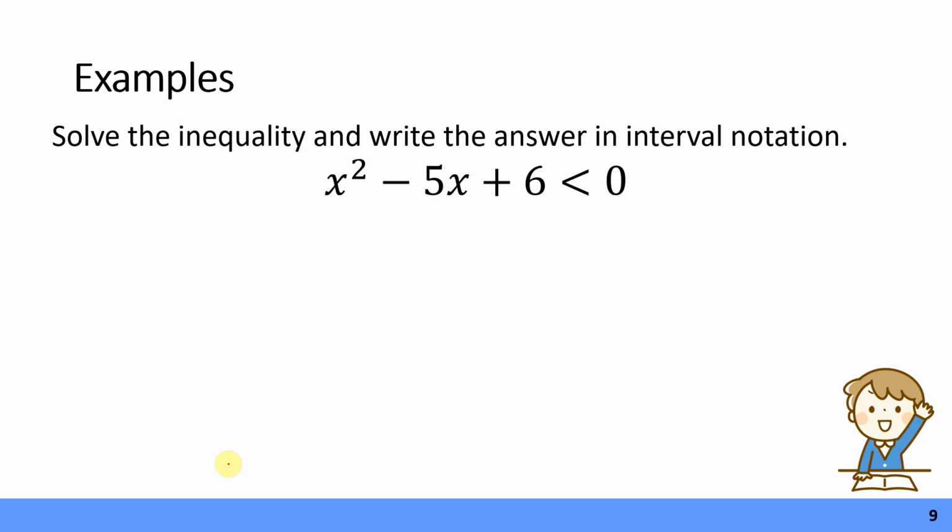Step 1, we're supposed to have a 0 on the right side, which we already do. Step 2, the left side has to be factored out. This right here is not factored out because it's not in parentheses, but we are already masters in factoring.